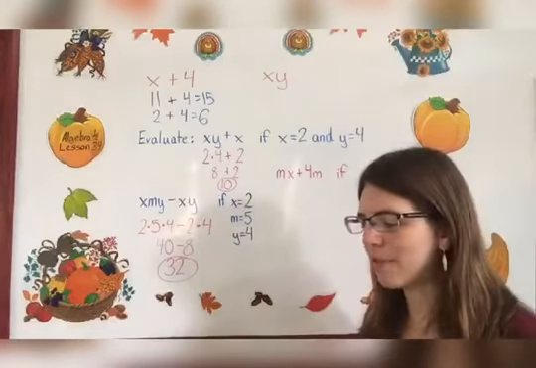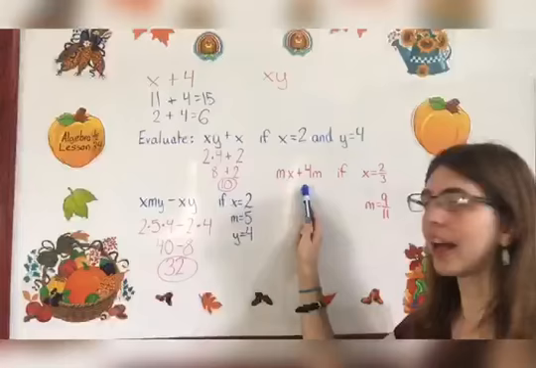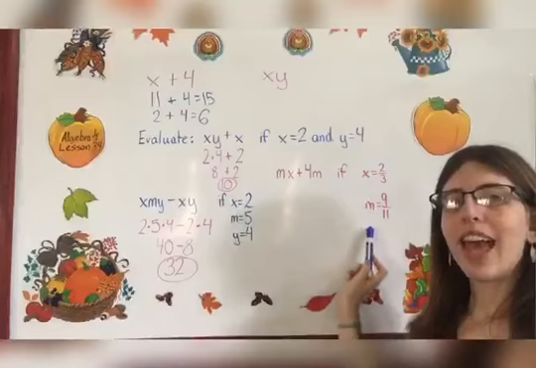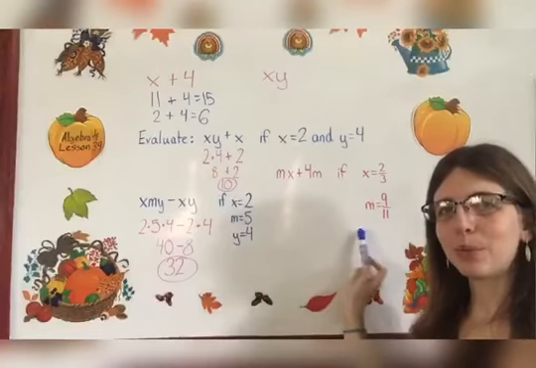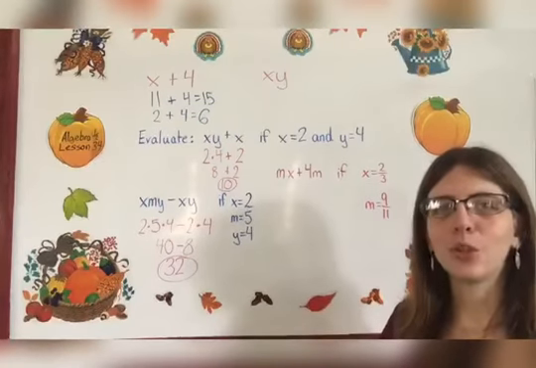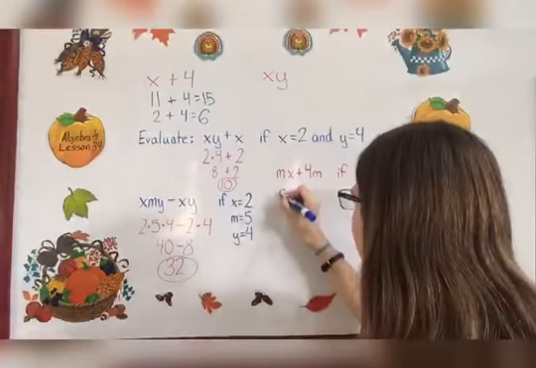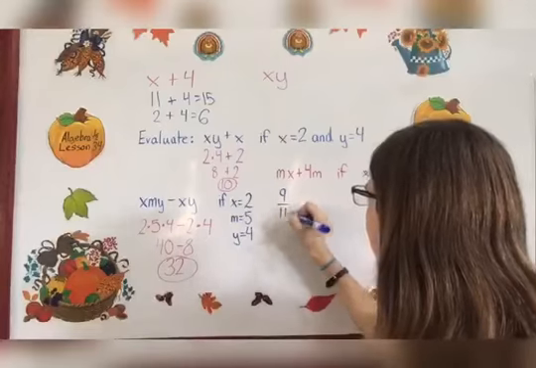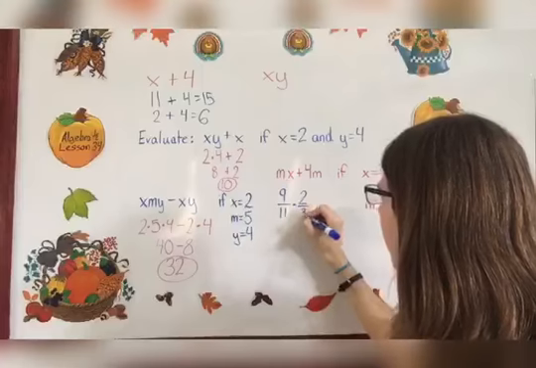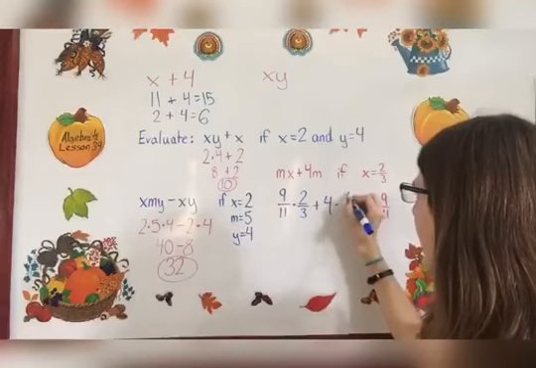Okay, one last one before you start your practice. We have mx plus 4m. If x equals 2/3 and m equals 9/11. Woo, your favorite thing, fractions. So we're going to put our fractions now into our expression. mx, well, m we know is 9/11. And x is 2/3. Plus 4 times m, which is 9/11.